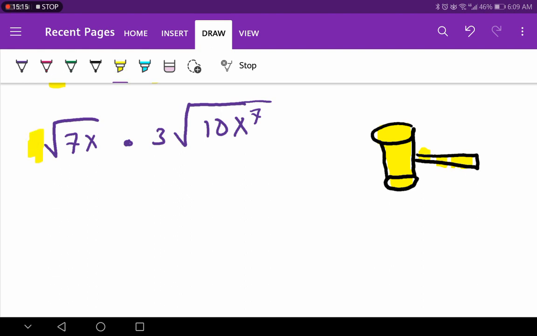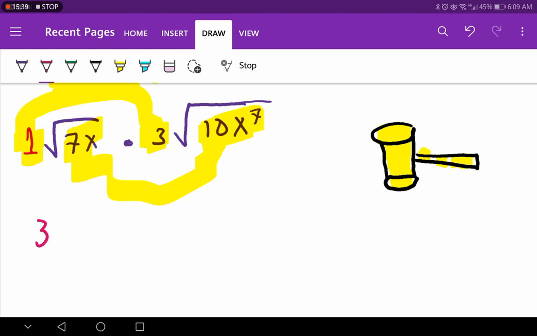Outside here it is 1, but it is hidden. Now 3 multiply by 1 or 1 by 3 give me 3. So 3 outside, sorry. Now I can multiply this radicand by this radicand, and I will put them in one radical. And this gives me 70x with power 8.